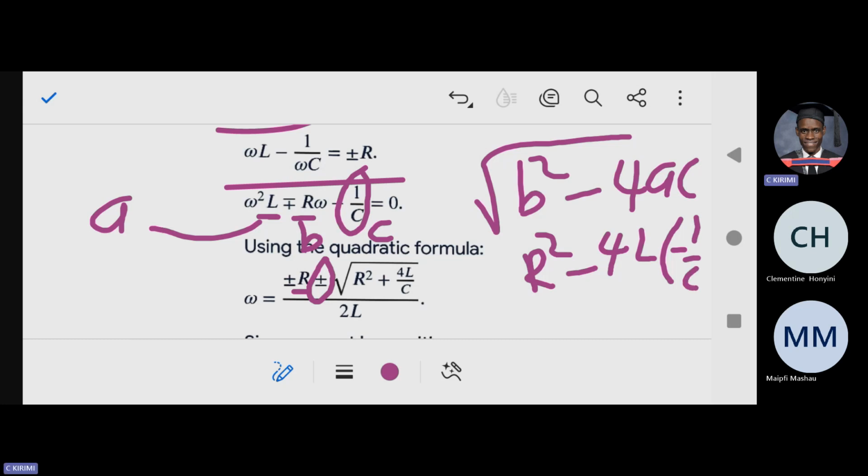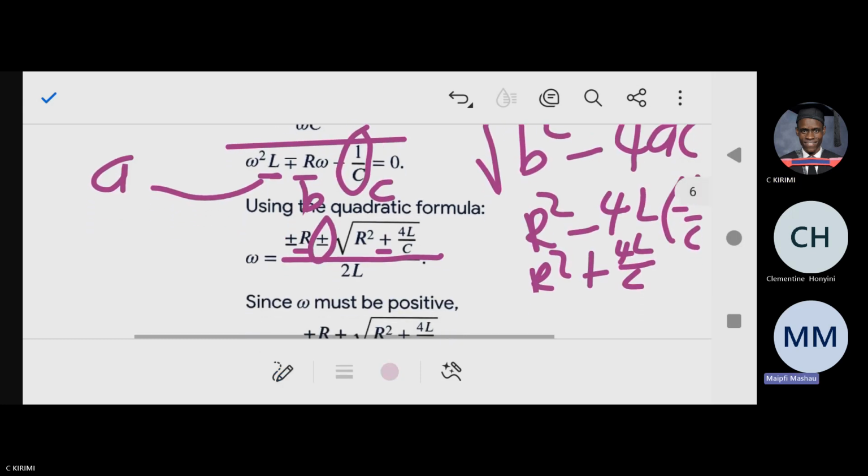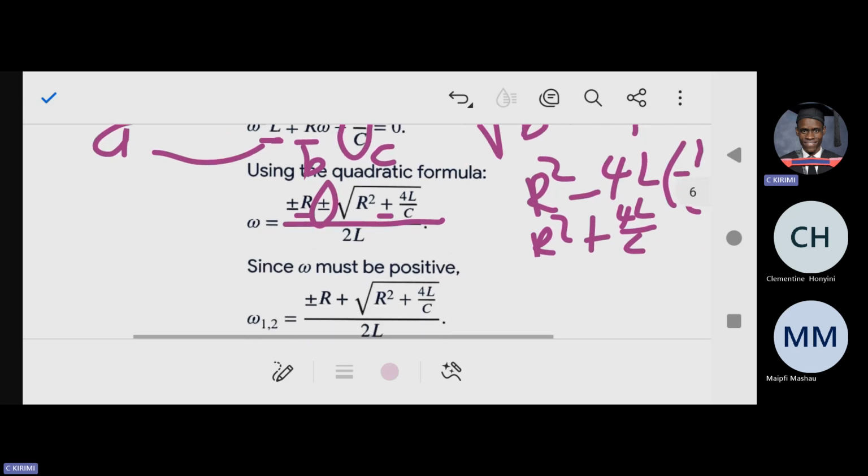That's how we came to say it's r squared. Negative and negative, it's a plus. This is the plus, which is 4L over c. That's how we got that 4L over c. Everything in a quadratic equation you divide by 2a, which is 2L. That's what happened there.